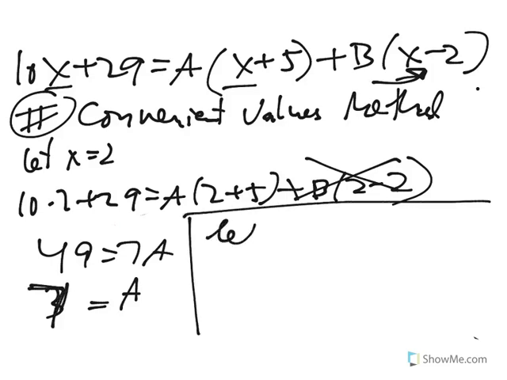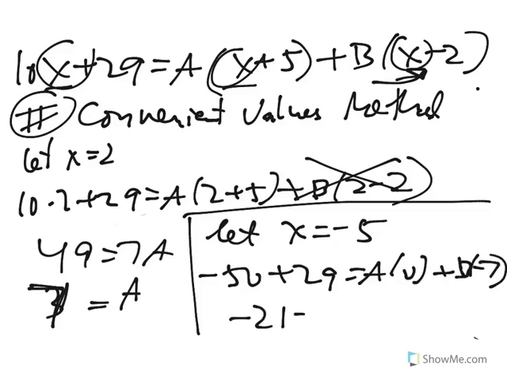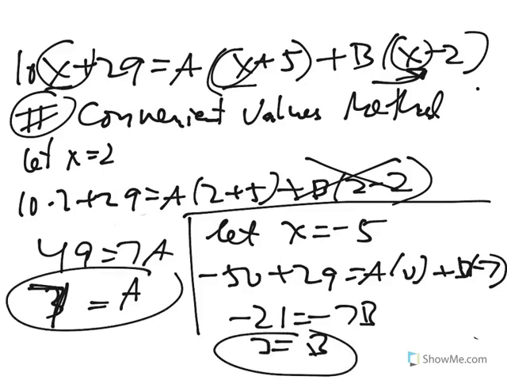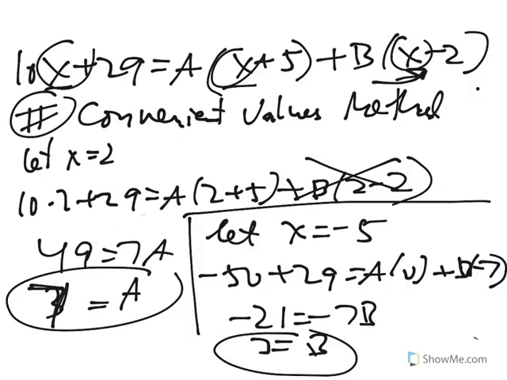And as far as the b value goes, for that one, you let x equal negative 5 in place of all the x's. What that will do is I get negative 50 plus 29 equals a times 0 plus b times negative 7, which is negative 21 equals negative 7b, and b equals 3. So whether you use the equating coefficients method or the convenient values method, you get the answer 7 and 3.